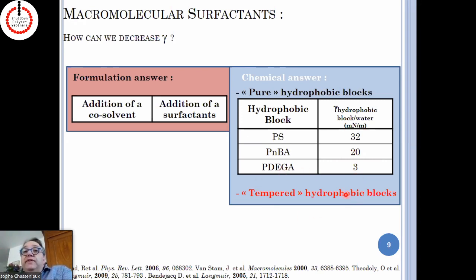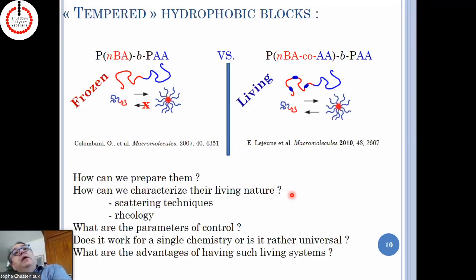What I will show you today is that another way of decreasing the surface tension of the hydrophobic block with respect to water is to use hydrophobic blocks that have been tempered, and I will explain what tempered means. Actually, I will compare pure diblock copolymers based on poly N-butyl acrylate as the hydrophobic block and polyacrylic acid as the hydrophilic block with block copolymers where I've added on purpose an amount of acrylic acid within the hydrophobic block.